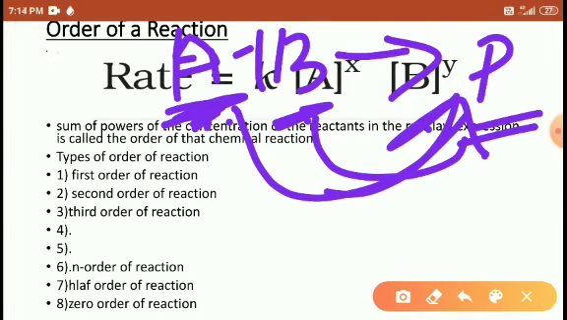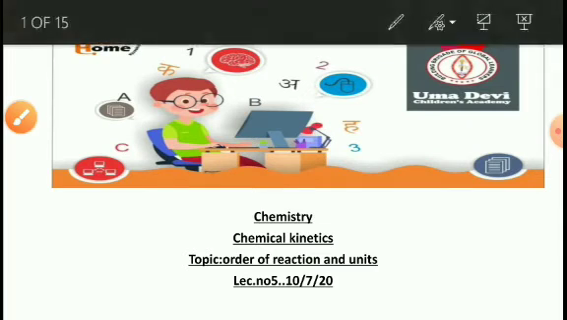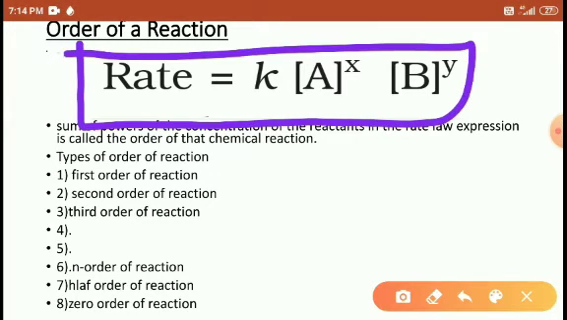So what is the order of A? What is the order of B? We can determine them by the rate law expression. So here, students, the rate law expression is given.